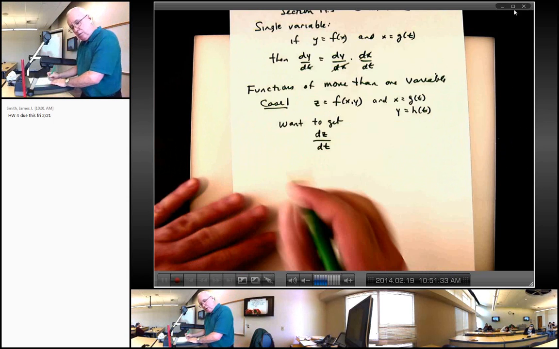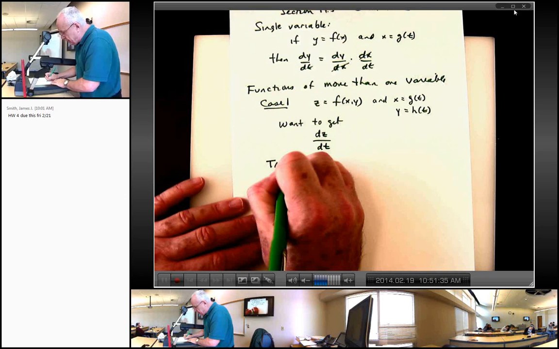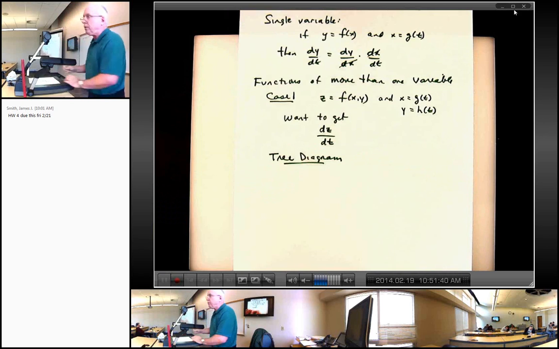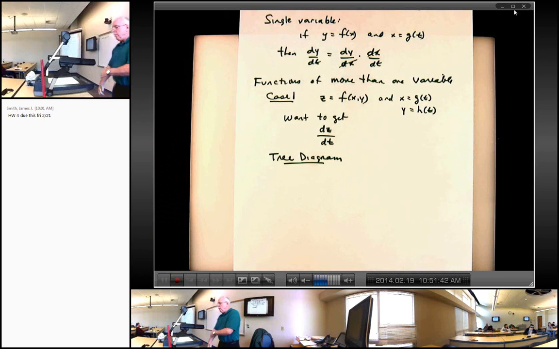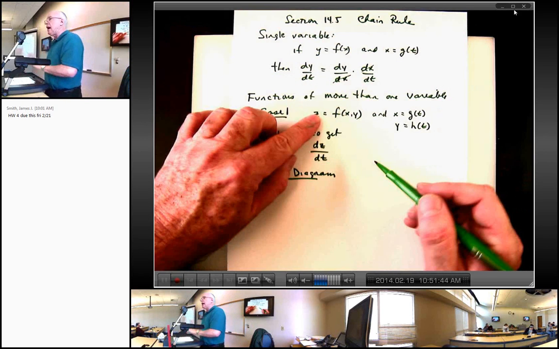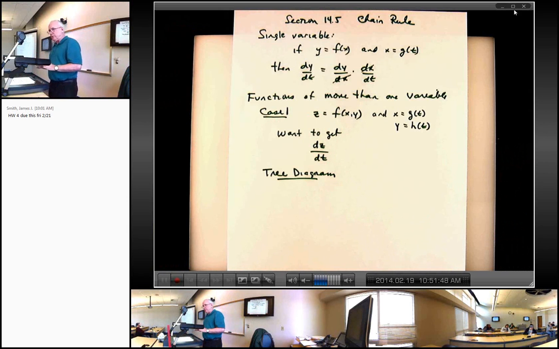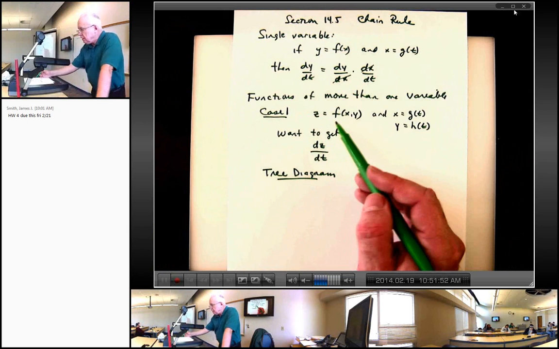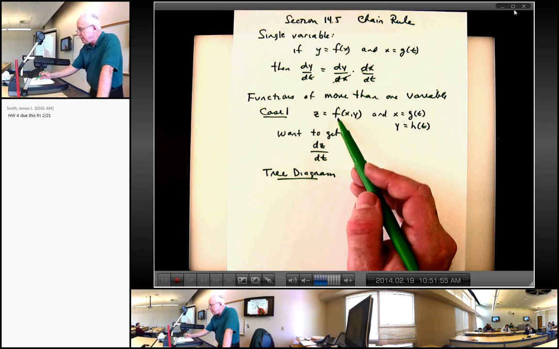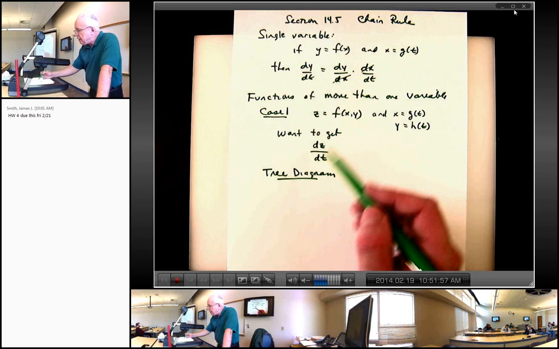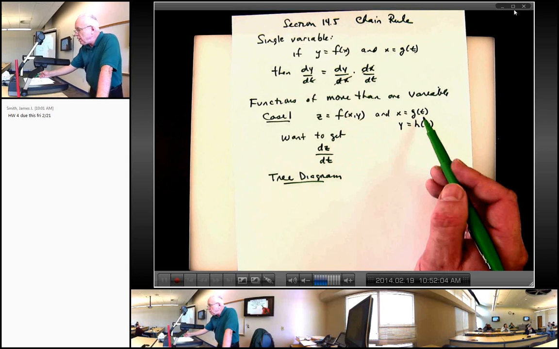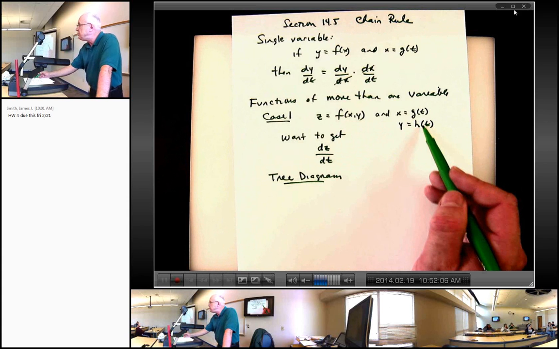Now this is where we have this tree diagram, which I think we're going to use for all of these cases, which I think is extremely helpful. We basically have a hierarchy of variables, if you want to look at it this way. We've got z at the top here. Then below it, we have these intermediate variables, x and y. And then below x and y, they're a function of this single variable t.